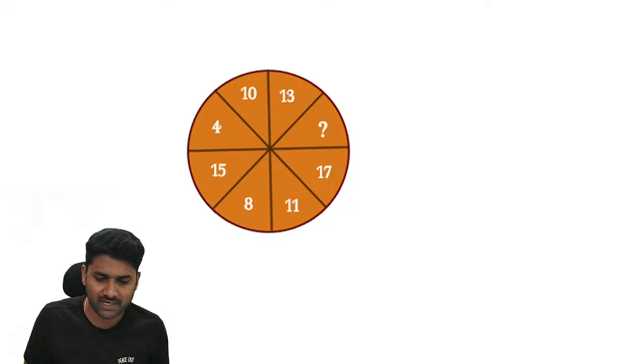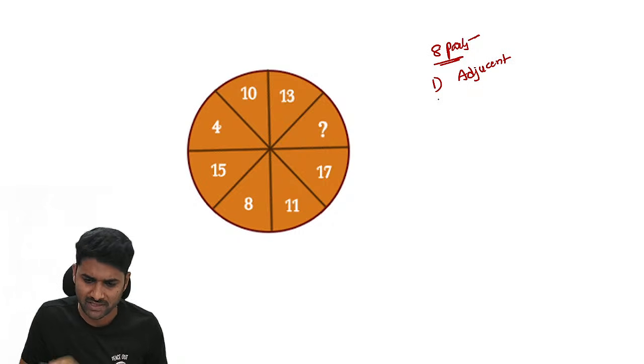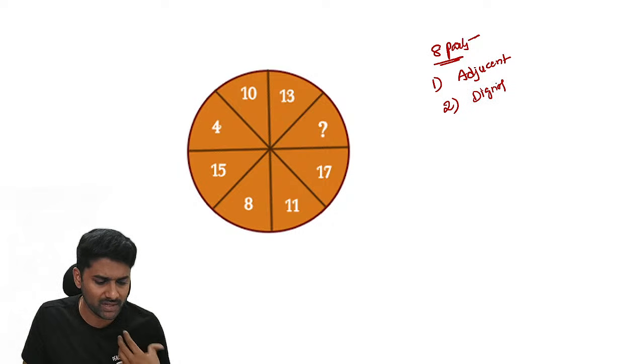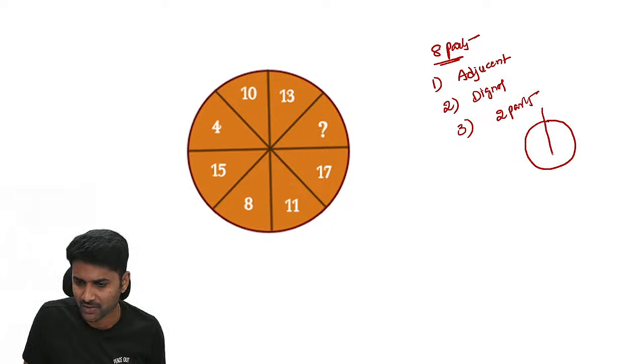So for this kind of question, the approach is, see, in total we have 8 parts. Guys, you can check adjacent numbers. There is one logic they follow. Or you can check with the diagonals. Diagonals may be equal. You can go with any mathematical operations. Or you can divide it into two parts. For example, sometimes if you divide it into two parts, the sum of one resultant is equal to the sum of the other resultant.